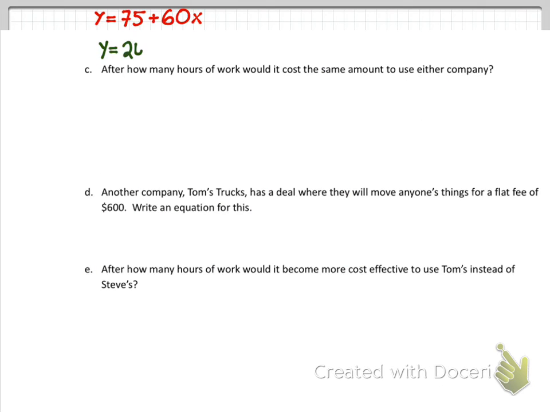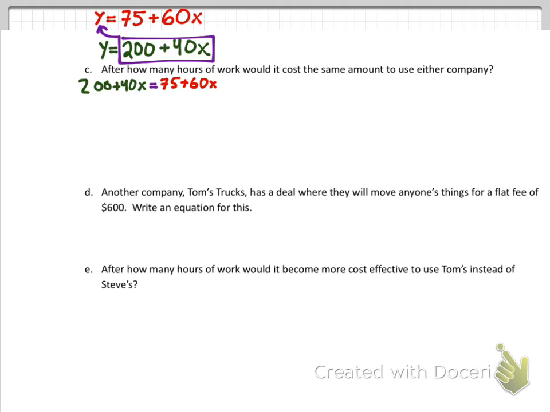So, after how many hours would it cost the same amount? This is where we're going to use a system of equations. So we want to figure out when is y the same, when are the x and the y the same. So we could graph, we could use elimination, but I'm going to use substitution here. Let's put a box around 200 plus 40x, and I'm going to substitute that in for y in the other equation because it's equal to y. So we get 200 plus 40x equals 75 plus 60x.